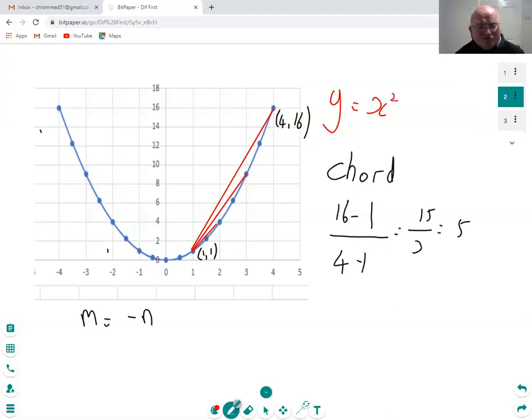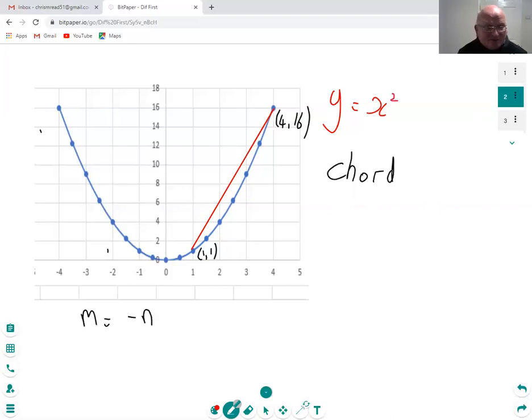As you do that and draw chords on, the chords are getting closer and closer to what will be a tangent at the point 1, 1. So there is a secret there of finding out what the gradient of the curve is at that point. So what we're doing is we're choosing points closer and closer.